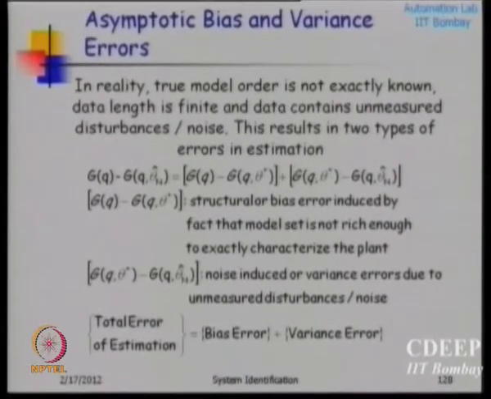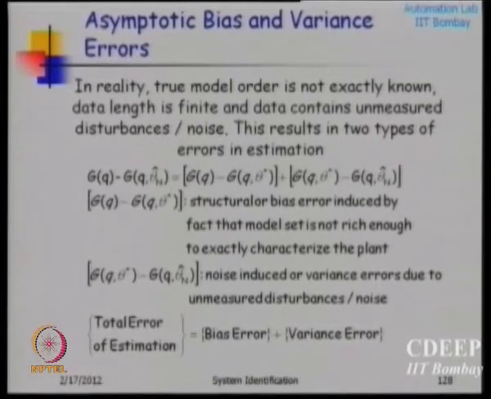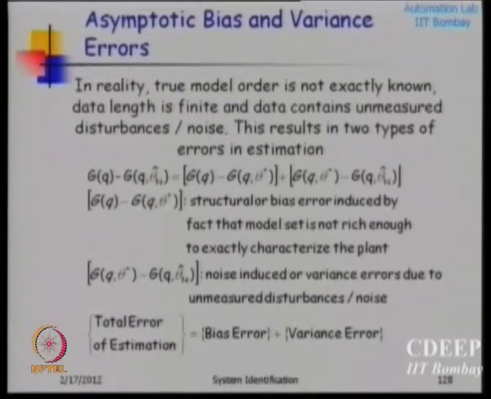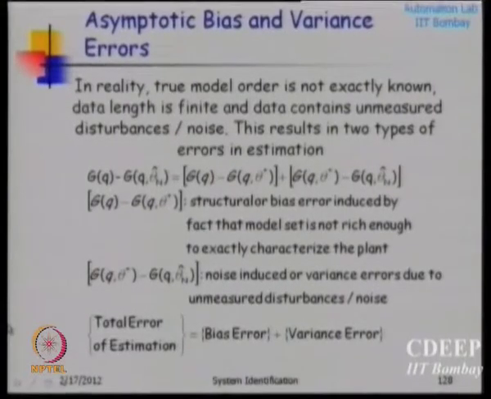The second error comes when, suppose, you know the structure. What is the other type of error? The other type of error comes from variance errors. Variance errors are because of the data length. You know that if you take infinite data, you will get the perfect model, but you cannot take infinite data. You cannot run the perturbation test for infinite time. You have to stop and take finite data. Finite data will give rise to errors, which are called variance errors.